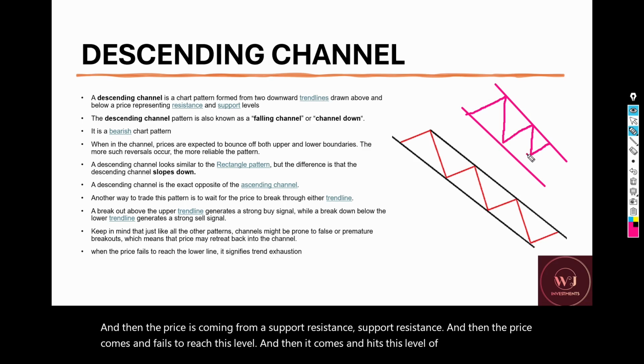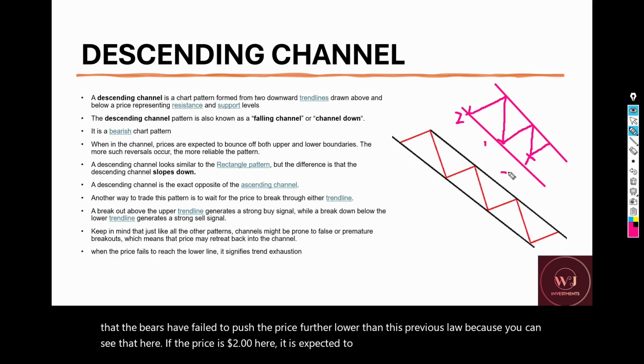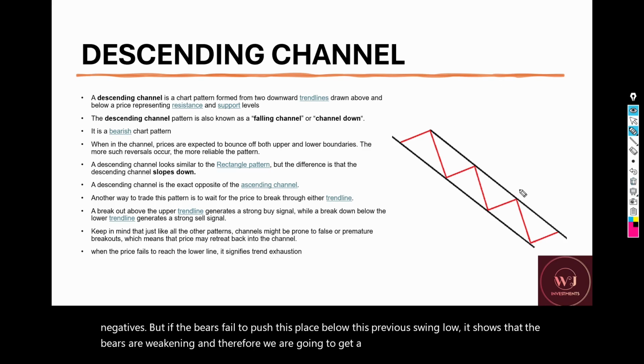this shows that the bears have failed to push the price further lower than this previous low. You can see that here, if the price is $2, here it is expected to be 1, and then here we start to go into negatives. But if the bears fail to push the price below this previous swing low, it shows that the bears are weakening, and therefore we are going to get a reversal very soon.